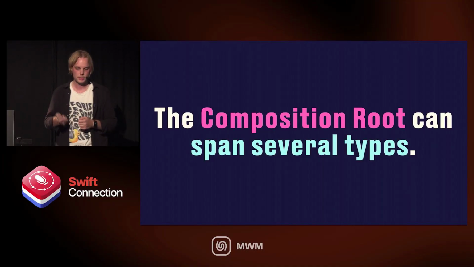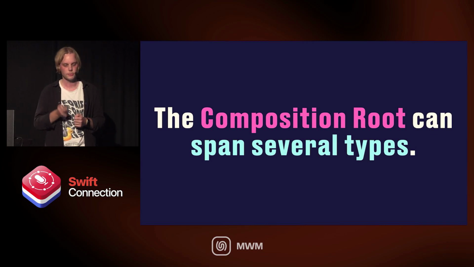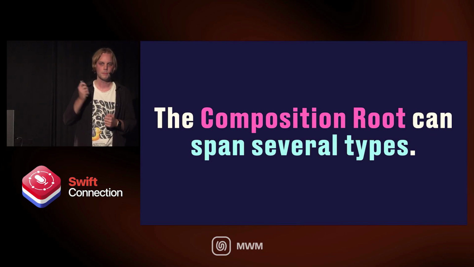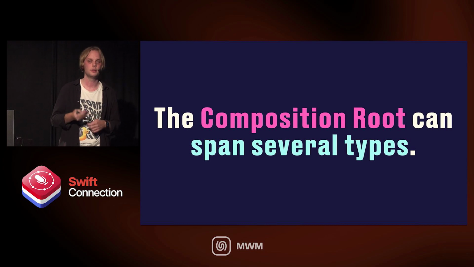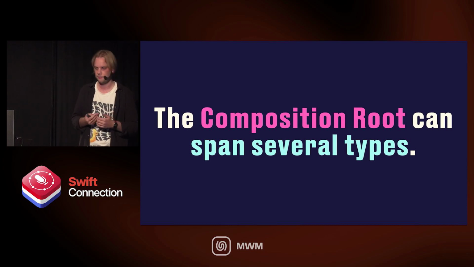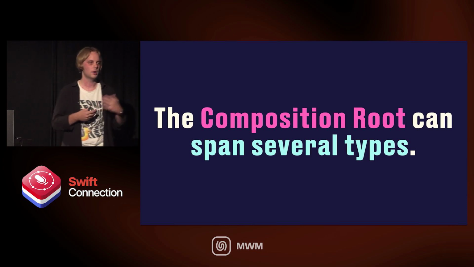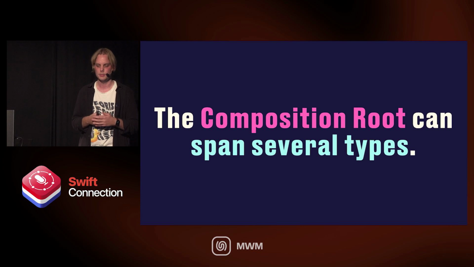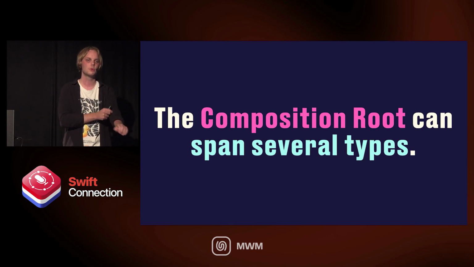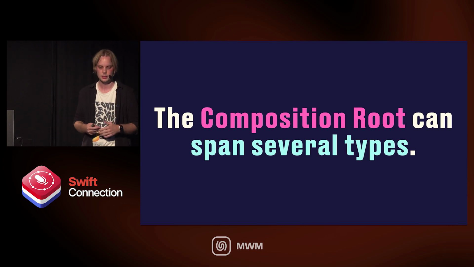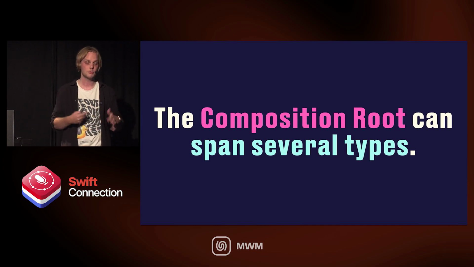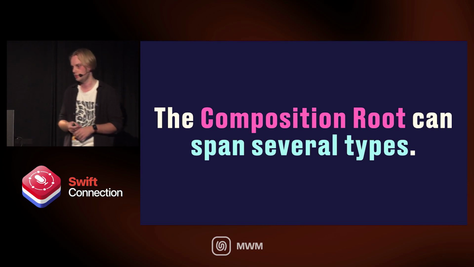I also want to stress that the composition root can span several types, and I want to stress this because it's a mistake that I made when I started adopting the composition root in my projects. I thought that the composition root was a struct or an enum or a class or something, some specific type that lived in a single place in my application. But that's not the case. The composition root is a layer in my application that can span several types, and these types will have several properties, several functions.